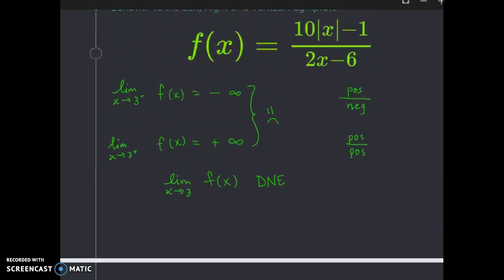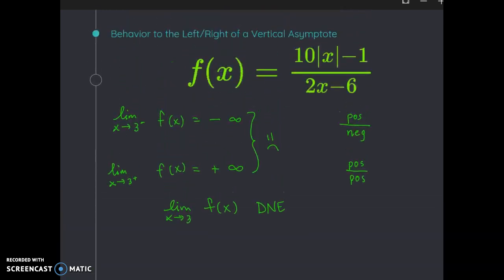Oh, I'm going to back up a little bit. So if you're just kind of roughly thinking about a graph, as x approaches 3 from the negative direction, I don't really know what's going on, but I do know that my graph is shooting down towards negative infinity, and as x approaches 3 from the positive direction, it's shooting up towards positive infinity.